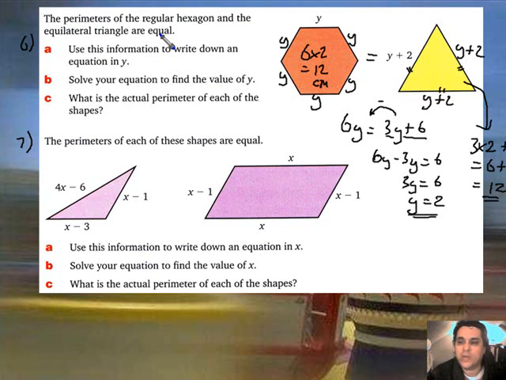Now, it did say the perimeters of the regular hexagon and the equilateral triangle are equal. Well, I just proved that this is 12 and this is 12, so all I needed to do really was to work out one of them and say, well, I've found the actual perimeter of each one. Well, each one's 12 and I've proved it 2 different ways.